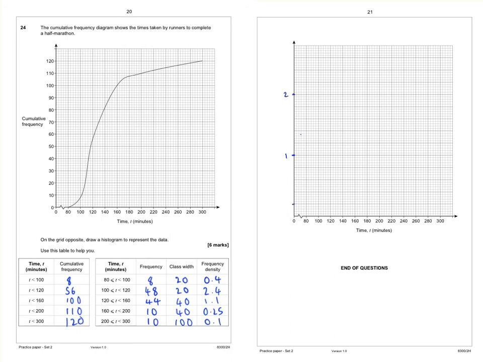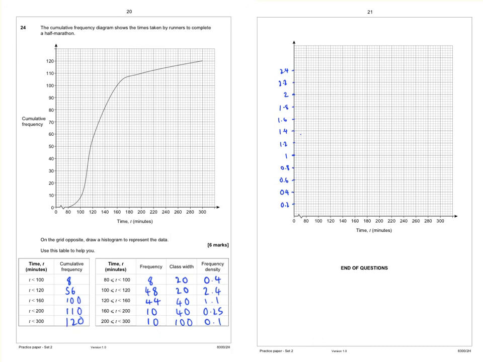So I've got 0.2, 0.4, 0.6, 0.8. I'm not going to write all of them. I'm going to write 2.2 and 2.4, because that's as high as I'm going to go. Actually, I'm going to write them in 1.2, 1.4, 1.6, and 1.8. Now, we've got between 80 and 100. So between 80 and 100, I need to go up 0.4.